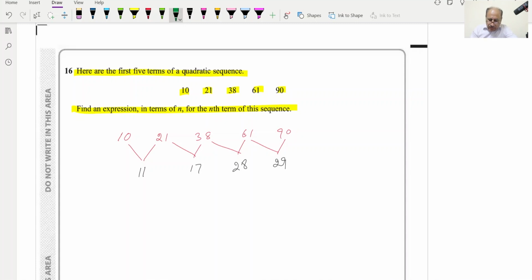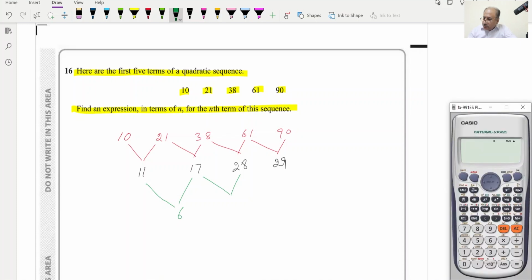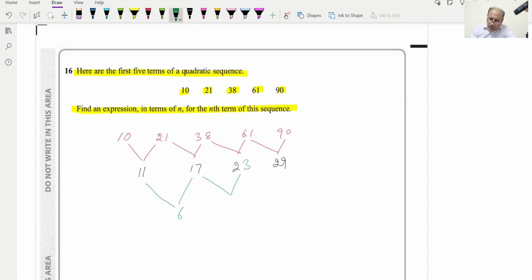Now we can check for the second order difference, because the first order difference is not the same. So 17 minus 11 is 6, and 28, how will we get this 28? 61 minus 38, we need to double check. 61 minus 38 is equal to 23, so this should be 23. I will write in black color, so 23. Now 23 minus 17 will be 6, and 29 minus 23 will also be 6. So the second order difference is the same.